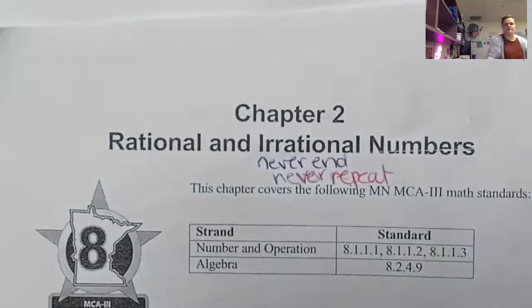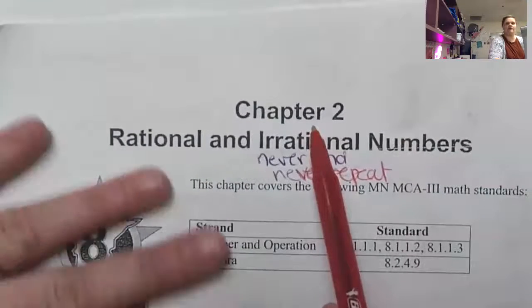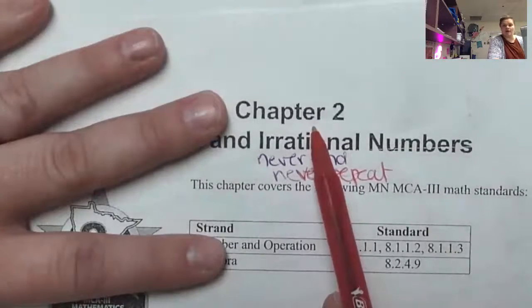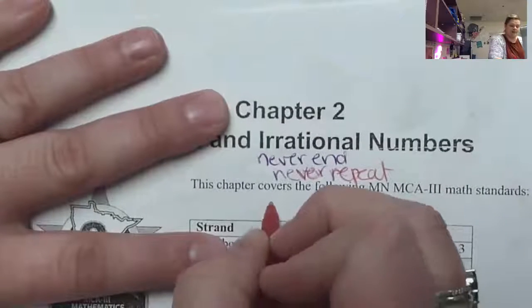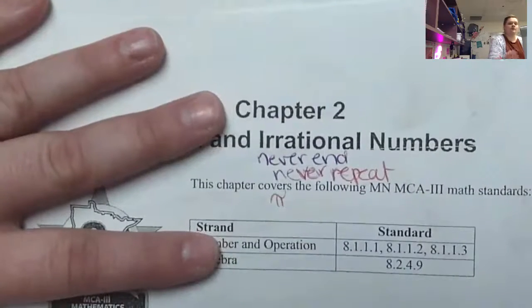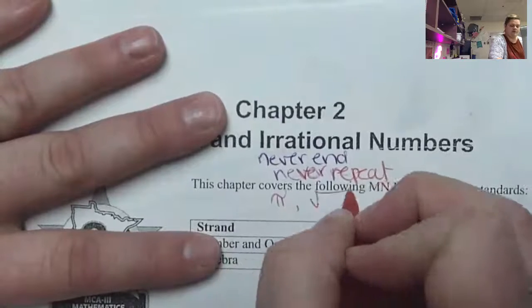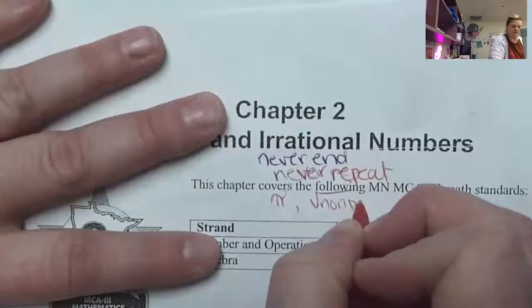Rational is everything else. Okay. So another thing that I like to talk about is the only irrational numbers you know so far as an 8th grader are going to be pi and then a square root of a non-perfect square.